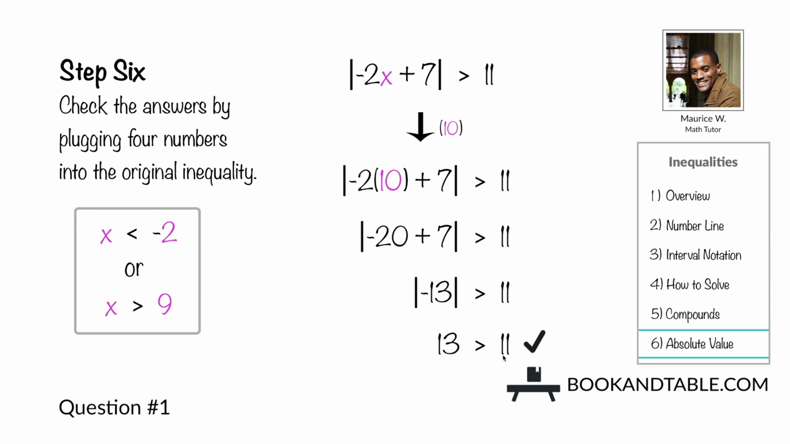And now we plug in +10 for x. -2 times 10 is -20. -20 plus 7 is -13. And the absolute value of -13 is 13, giving us the true statement, 13 is greater than 11. So by plugging in 9 and 10, we see that this interval is true. So both intervals work, letting us know that the answer to question number 1 is x is less than -2 and x is greater than 9.